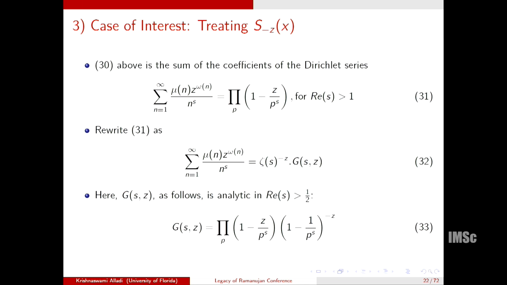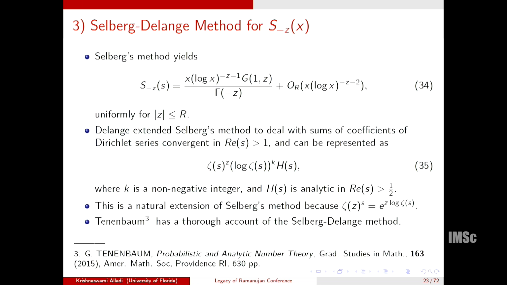So what you do is you write down the Dirichlet generating function, which is this, and you rewrite it in terms of the Riemann zeta function to the power minus z, and then you get this function, which is analytic in real part of s bigger than half. And so the Selberg method yields this estimate here.